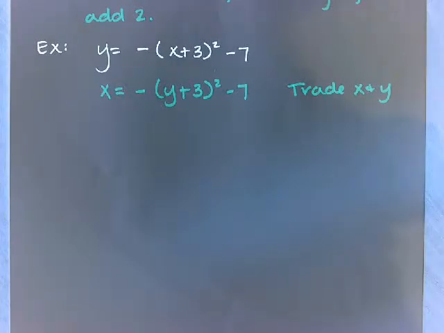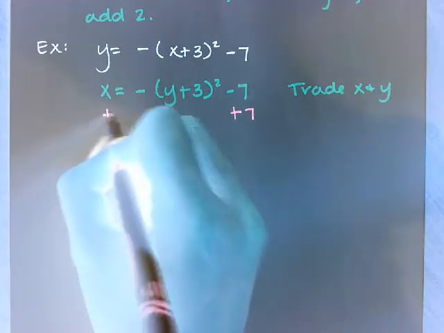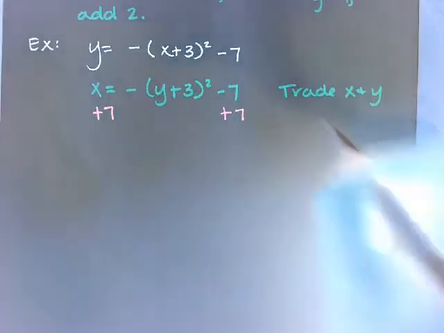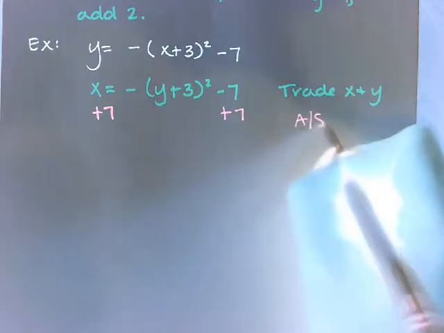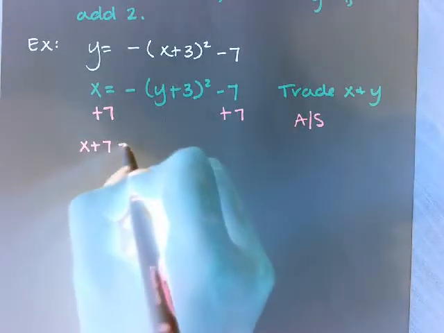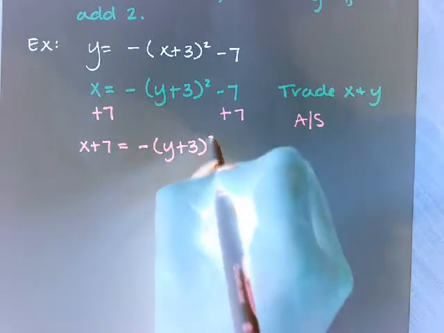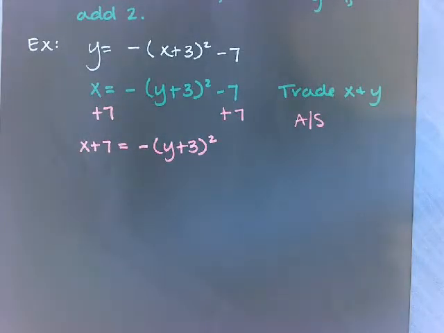So you would add or subtract something to the other side. So what could we add or subtract over? Okay, so we're going to add 7 to the other side. That's the next step. So we end up getting x plus 7 equals negative y plus 3 squared. Okay. So PEMDAS, we just did the add or subtract step.